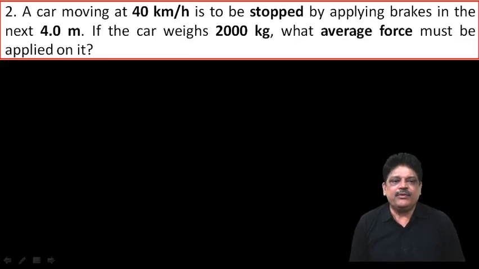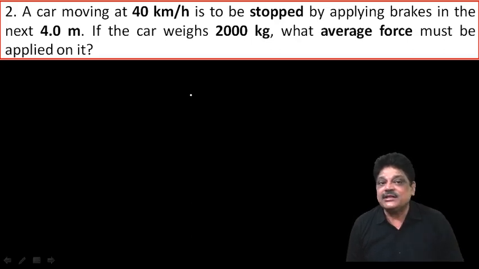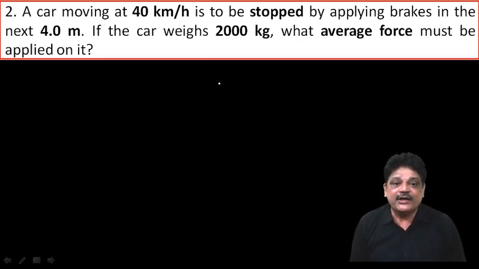Gentlemen, in this problem, a car moving at 40 km per hour is to be stopped by applying the brakes within the next 4 meters. That means a lot of information is given in this line. The car is moving at 40 km per hour, which means the initial velocity of the car is 40 km per hour.